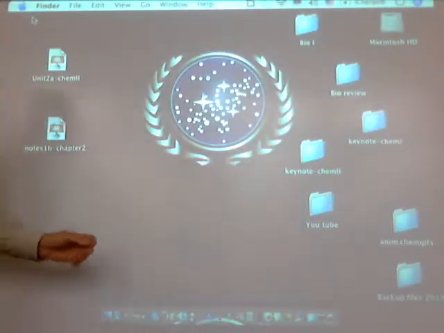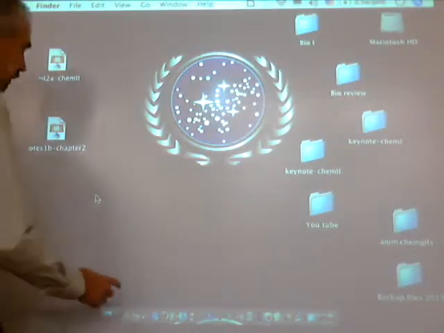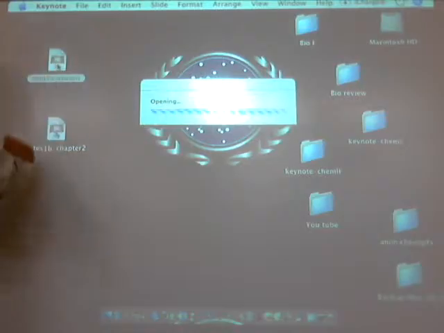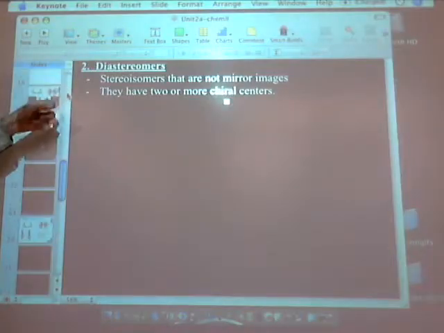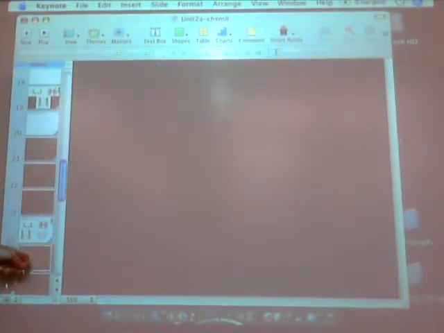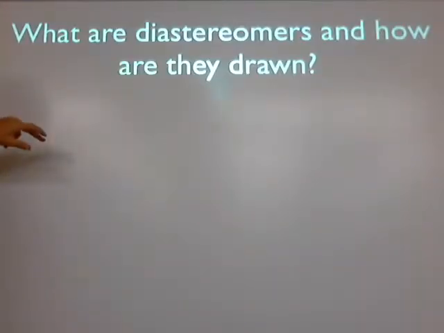So these are called, oh, I didn't open the thing yet. These are called diastereomers, and they're in your notes. There you are. Right. What are diastereomers and how are they drawn?